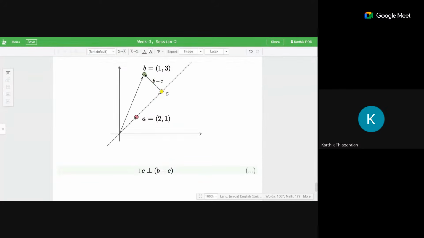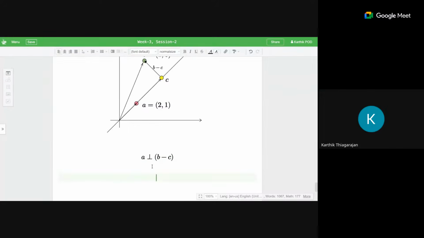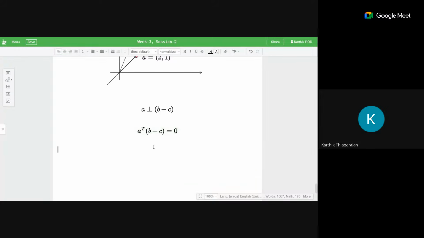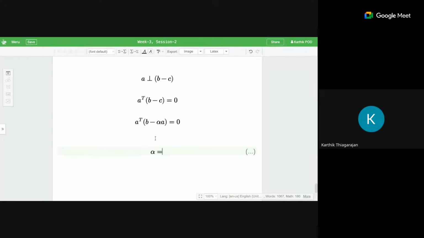So you can put it either way. Let's say it's perpendicular, I'll just use A here. Therefore A transpose (B minus C) is 0, correct? And you can write this as A transpose (B minus alpha times A) is 0. If you expand this, alpha is equal to the ratio of two things: A transpose B by A transpose A, right? Okay, so this is alpha.